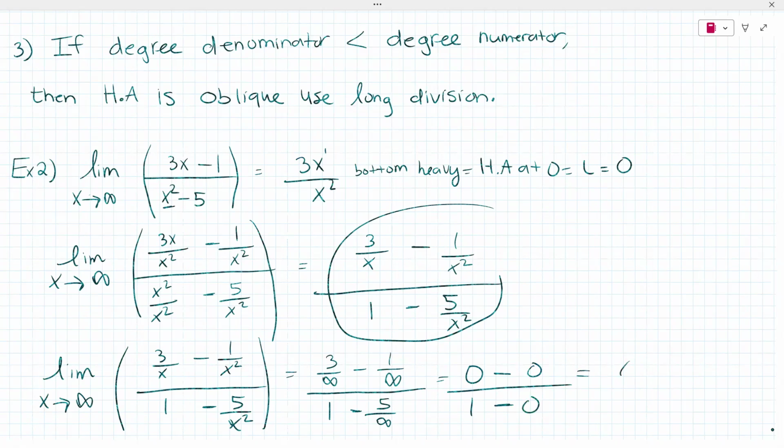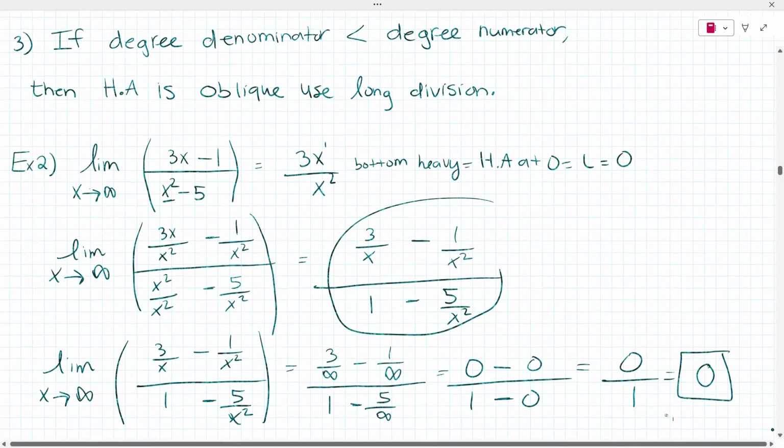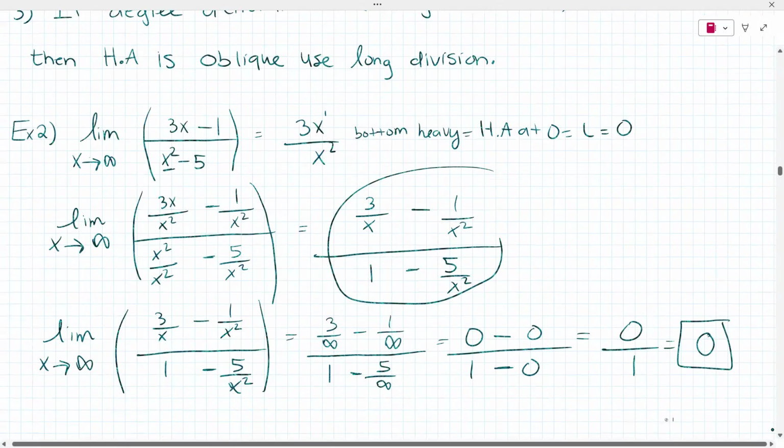So 0 minus 0 is 0. 1 minus 0 is 1. It's okay to have the 0 on the top because that would be 0, which is a real number. If it was on the bottom, you'd have undefined, and so you'd have to use another technique. So this is good. So the limit is 0. Just move on.